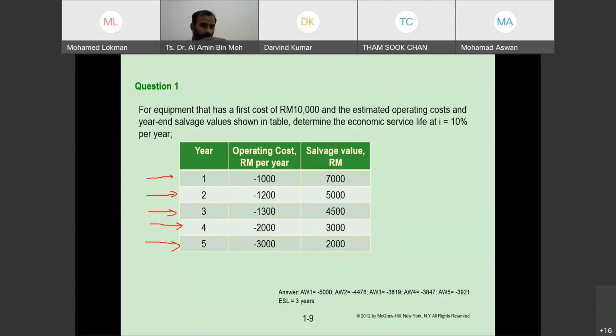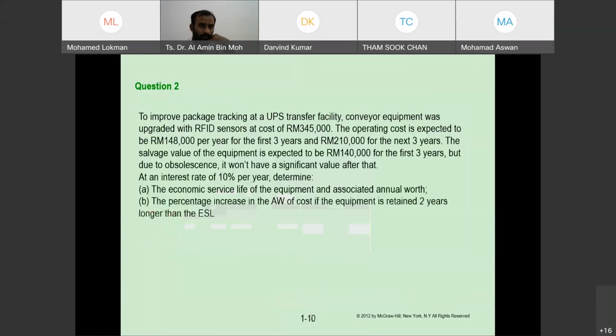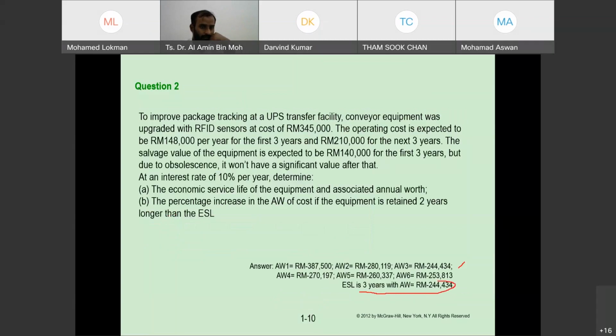And then you're going to compare. So I give the answer here, okay? Give the answer, you can check. So you should get ESL 3, which is the lowest cost, AW. The same thing here, a bit different, but they have A and B. Please read, try to extract the information and try to calculate. So you need to do this, and then you can compare with the given answer here. So you should get year 3 as the ESL.